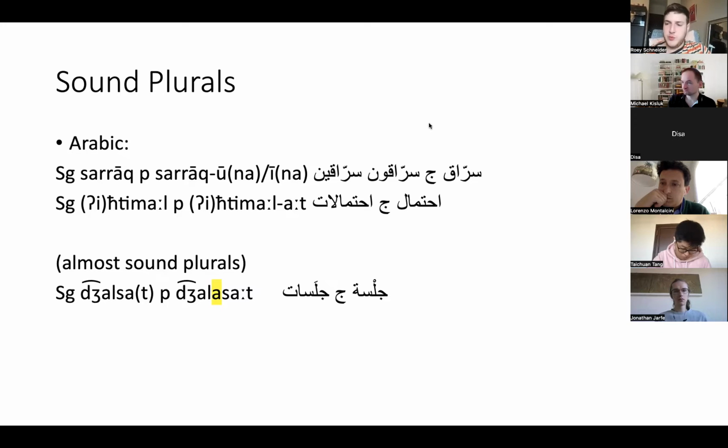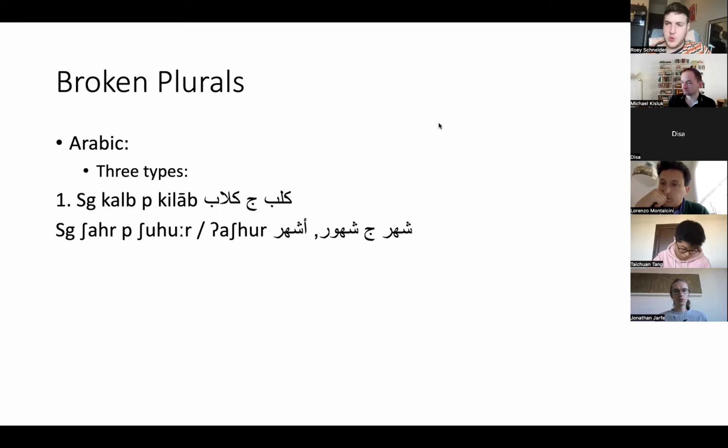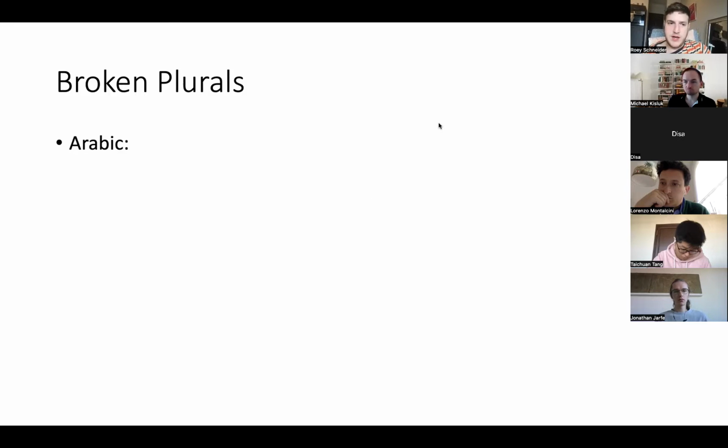But yeah, the real broken plurals in Hebrew are definitely like zukhu. That's just dhukur in Arabic. It's the exact same pattern.